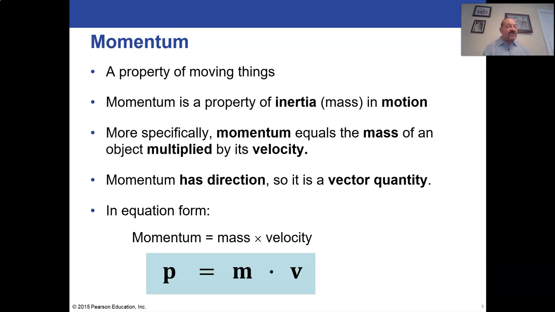So momentum has direction. It's a vector quantity. We have an object moving in one direction, hits a wall. Its momentum is this way. It bounces off. Now its momentum is in this direction. So there is direction. It is a vector quantity.